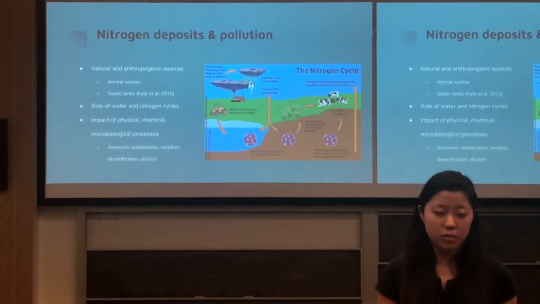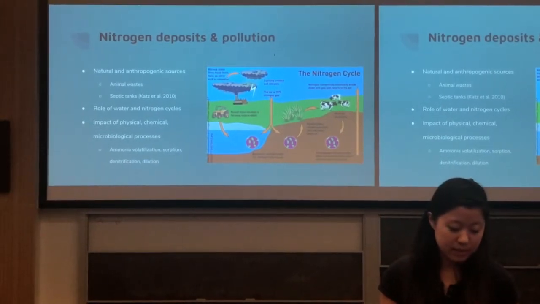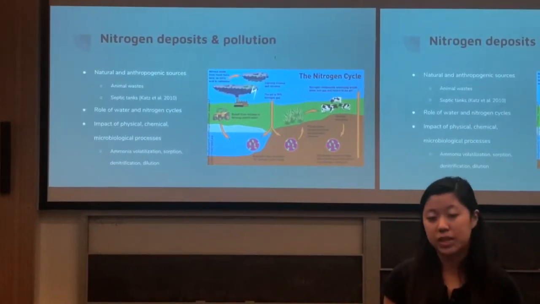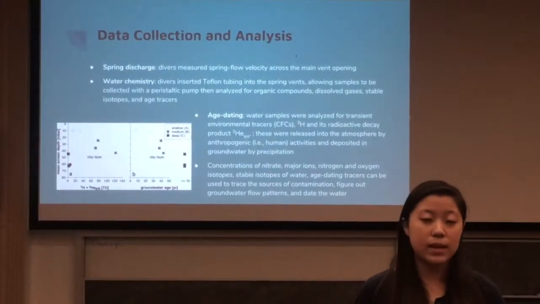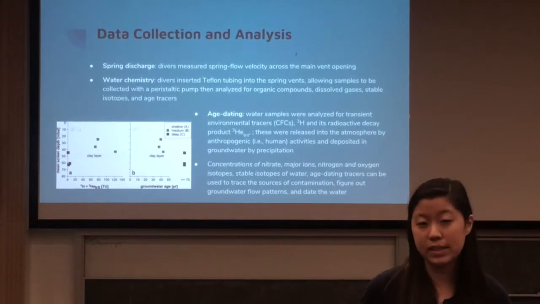Because of the water and nitrogen cycles, nitrogen from the ground and from the atmosphere cycle into the groundwater, but along the way, some of it is picked up in processes such as ammonia volatilization, sorption, denitrification, and dilution.